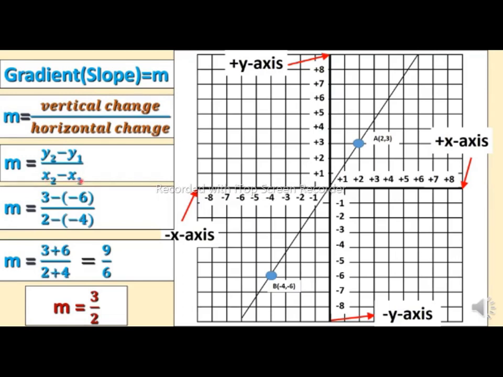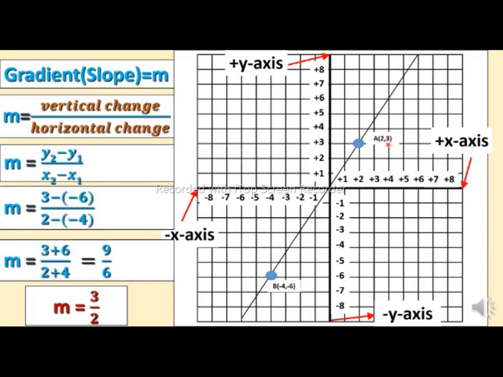Here what are the x1 and y1, what are the x2 and y2? You can take either point A or B as x1, y1 and the other point as x2, y2. So what is y2? y2 means the second point of y. Here you can see the second point of y is the one I have put. A point is x2 and y2.